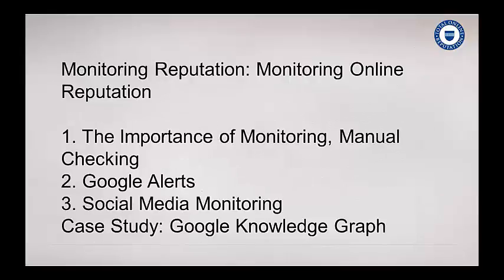Next module is regarding monitoring reputation. You can't fix something if you don't know that there's something wrong. So there's 3 lessons and a case study here talking about why it's important to monitor and how to do manual checks, how to use the power of Google Alerts, and how to do social media monitoring. And the case study is on Google Knowledge Graph, and we'll delve into that a little bit more. It's actually really interesting stuff.